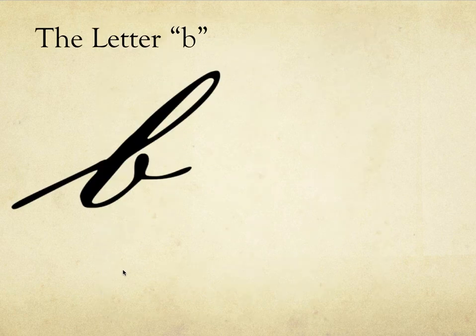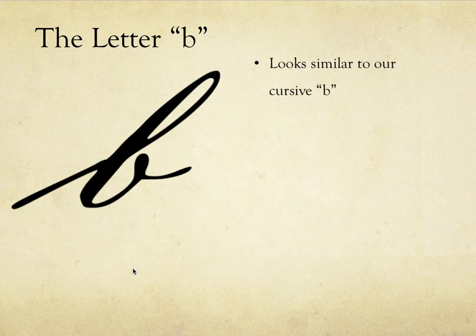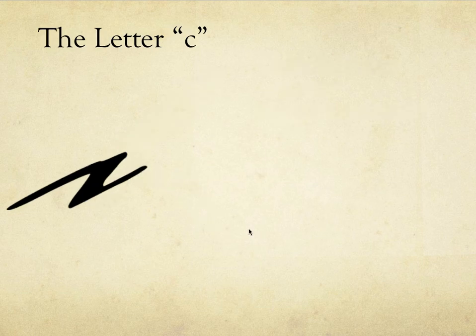The first letter we're going to look at is the letter B. A B looks very similar to the cursive B we all learned in school, and it ends with the stroke to the right here. So this stroke is very important in recognizing our B.